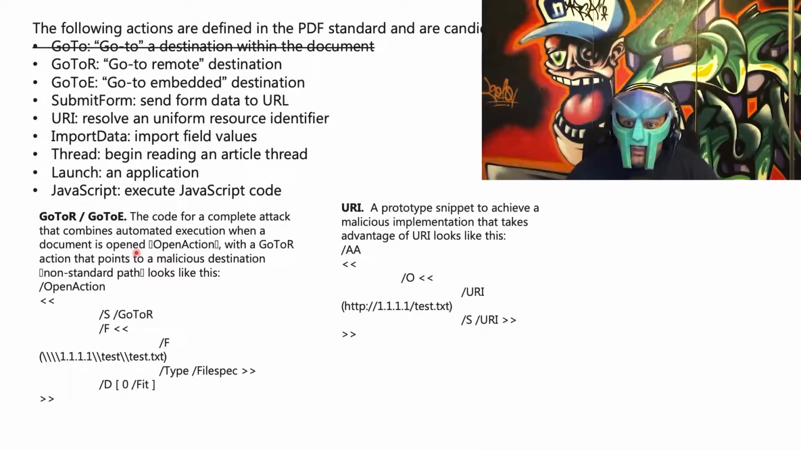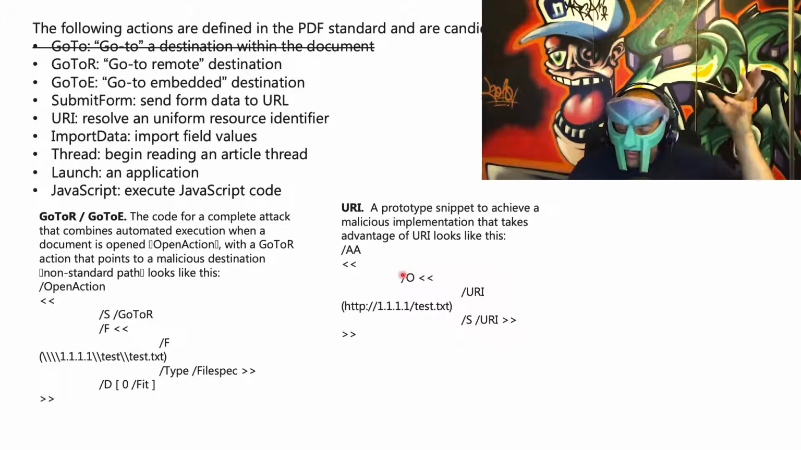The next we're going to look at is URI. The URI action resolves hyperlinks to web resources, so it opens up a web page. The execution of this action opens the web resource that is defined in the action in a web browser. That's why you have HTTP here, because it indicates a web link. In combination with automated triggers, it is possible to automatically open a web resource when a document is open.